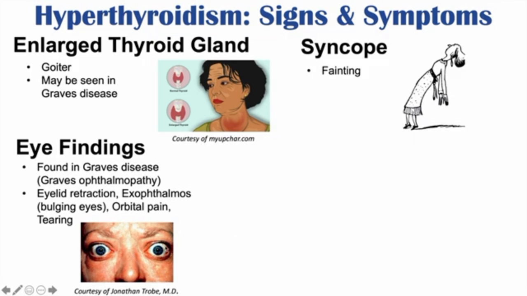Orbital pain can also be another finding in patients who have Graves' ophthalmopathy. So there is pain in or behind the eyes. And then there can be tearing in these patients as well. So they can have excessive tearing.